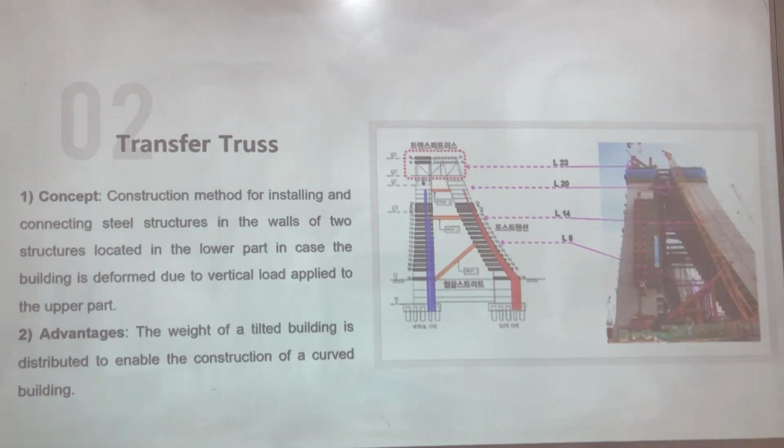The following method is transfer truss. Transfer truss is a method for installing and connecting steel structures in the wall of two structures located in the lower part in case the building is deformed due to vertical load applied to the upper part. The advantage of this technique is the weight of the inclined building is distributed so that the curved building can be constructed.